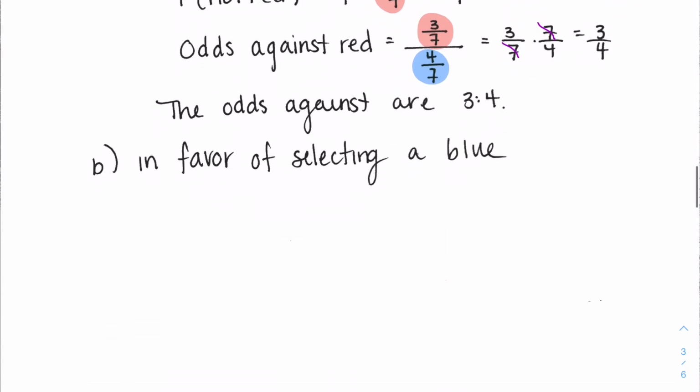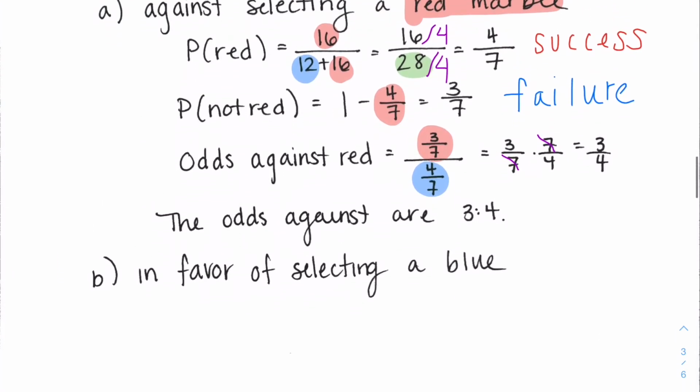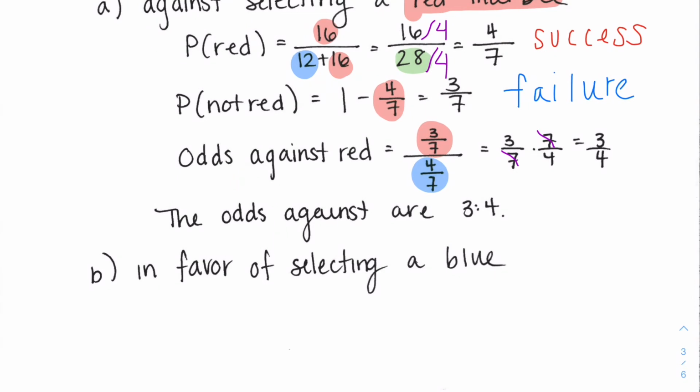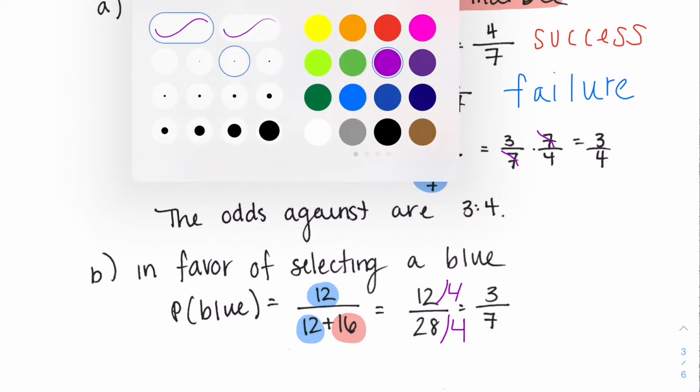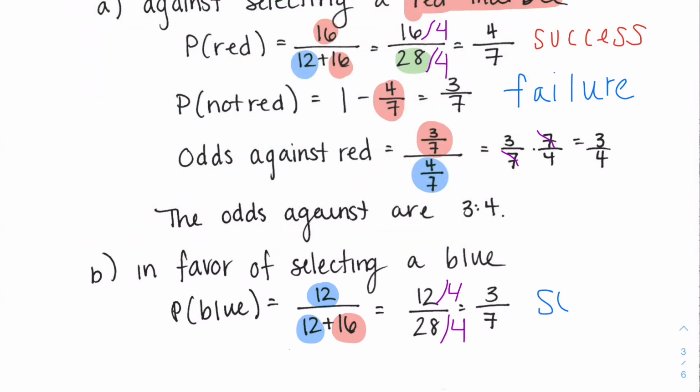Now if we look at the odds in favor of selecting a blue, it's going to be pretty similar, because the odds against selecting a red mean you're going to be selecting a blue. So let's see what our success is here. So we need to look at the probability of blue. So there are 12 blue marbles, and in total there's 12 blue plus 16 red. So you have a 12 in 28 chance of getting a blue marble. And again, we want to simplify. So divide both by 4, and you have a 3 in 7 chance of it being a success. So this event would be successful when we get a blue marble.